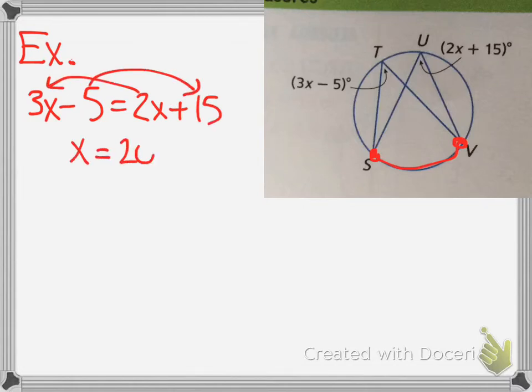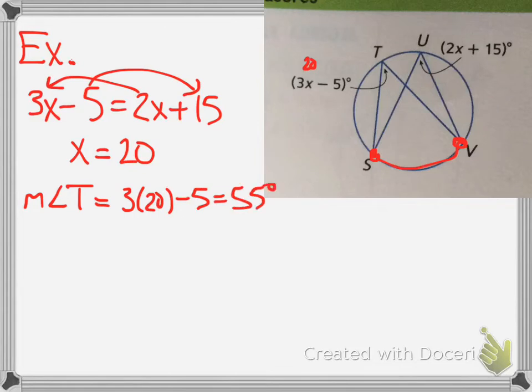Numbers to the right, and you get x equals 20. So then you can put the 20 in place of the x and find angle T if you like. So 20 times 3 minus 5 would have been 55. And thus, you could also find arc SV because you know that if you go out, you multiply by 2. So 55 times 2 gives me 110. Make sure you understand how you can move around or change up these rules.